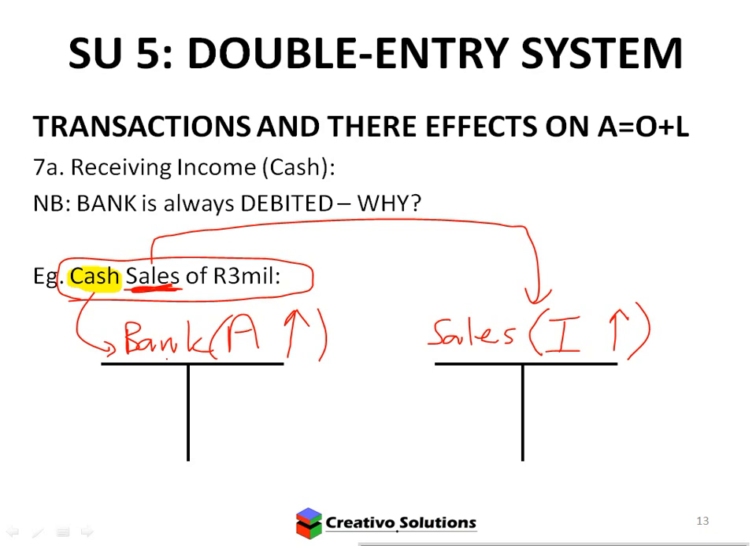Alright, so bank is an asset. The asset is increasing. So I'm going to show plus 3 million here. Do you agree? Okay. Sales is an income. On your rules, where does the income increase? On the credit side. Credit plus 3 million. See, that's how you get the debit and credit.